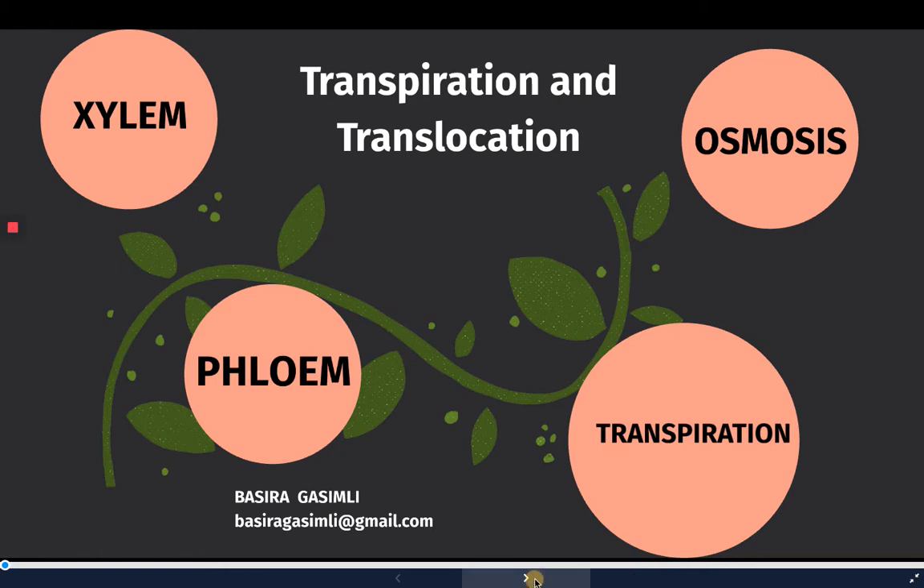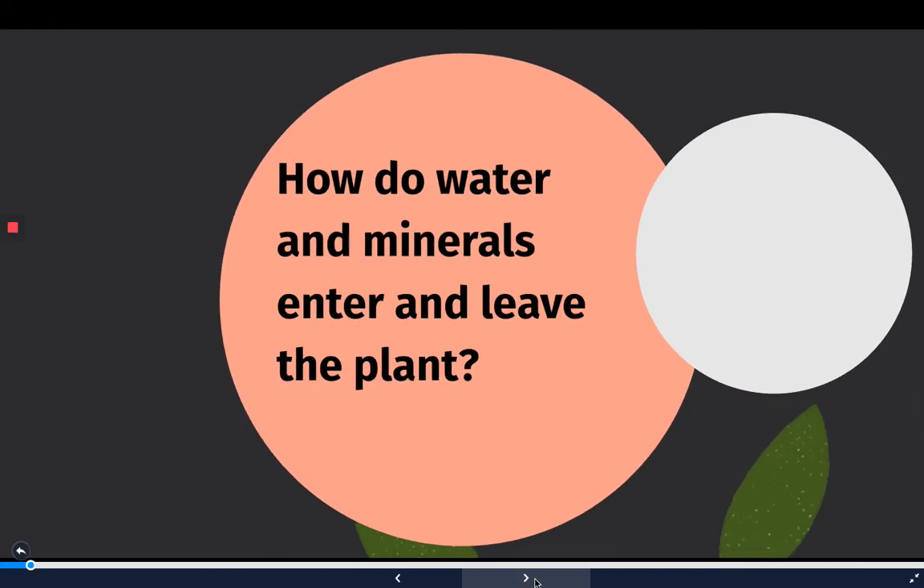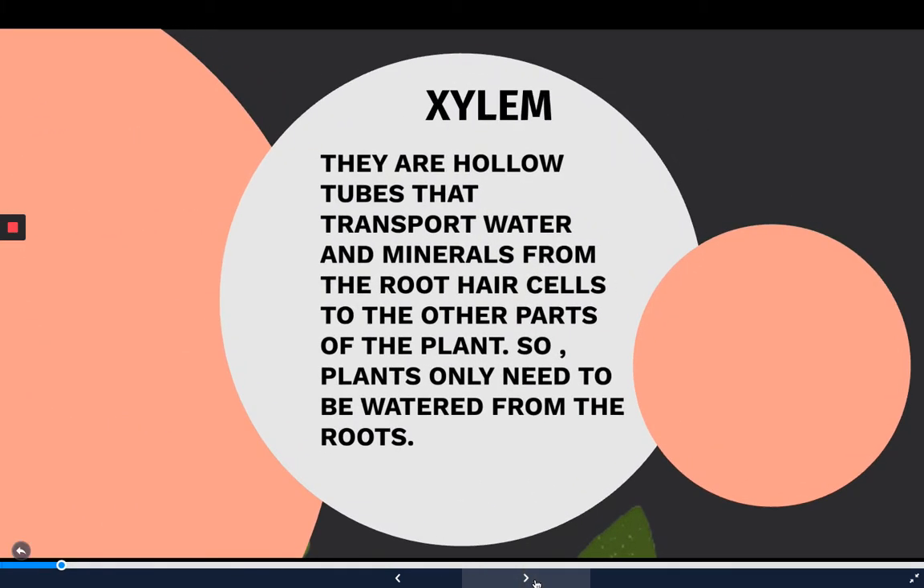Xylem. How do water and minerals enter and leave the plant? Maybe you have wondered so many times about how water and minerals enter and leave the plant. They do not have a mouth, so how are they doing that? It's very easy. Inside the plant, we have hollow tubes called xylem, that transport water and minerals from the root hair cells to the other parts of the plant.